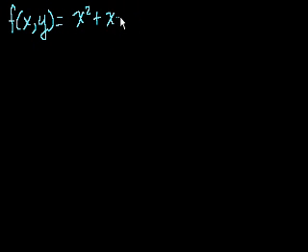Let's learn a little bit about the gradient. And we'll use the same function we've been using, since we're pretty familiar with its graph and its partial derivatives. So let's say that f of x, y is equal to x squared plus x times y, plus y squared. Now we're going to take the gradient of this, and then I'll give you a little bit of intuition on what a gradient is.